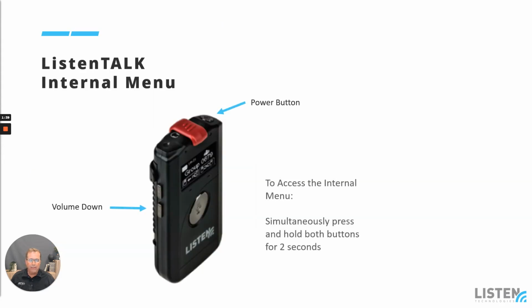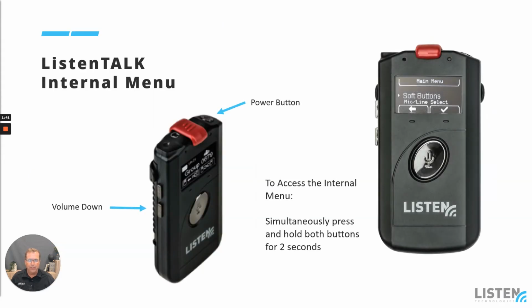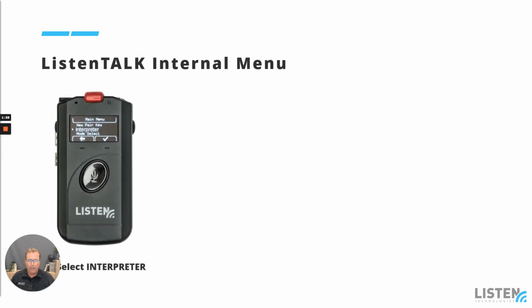To show how this is done, let's first use the unit's internal menu to enable an interpreter leader unit. To access the internal menu, while the unit is powered on, simultaneously press and hold the volume down and the power button for 2 seconds. The menu will pop up on the display.